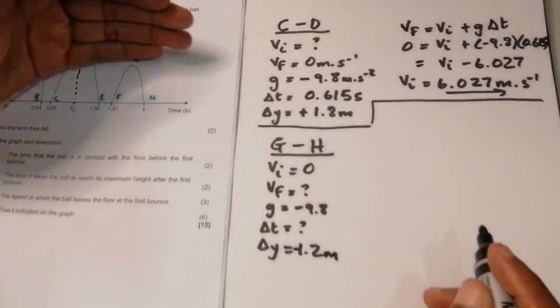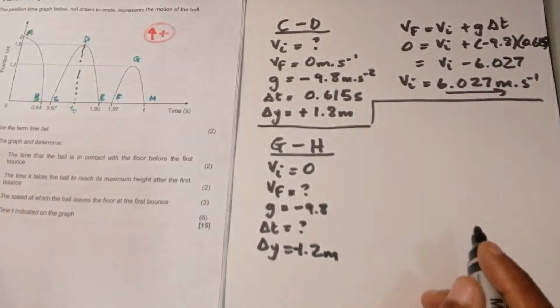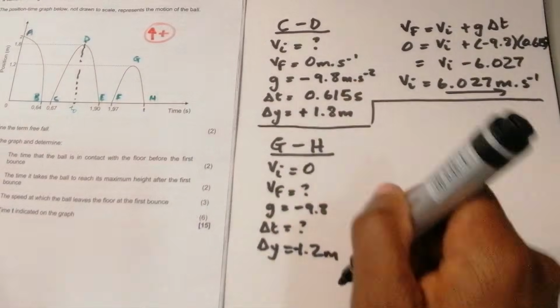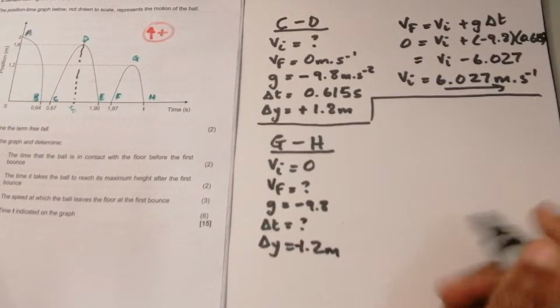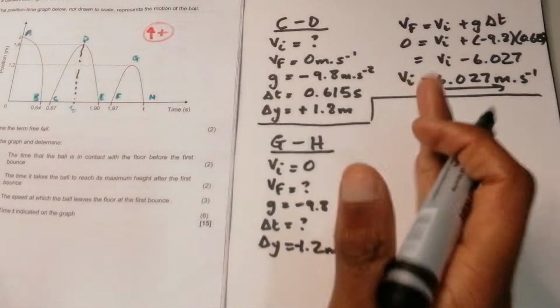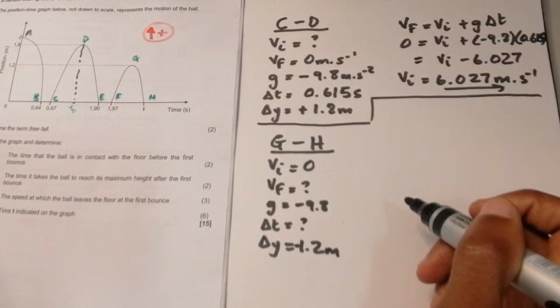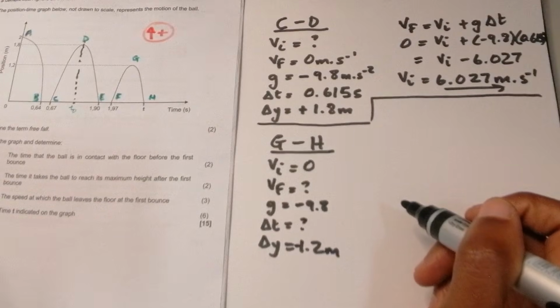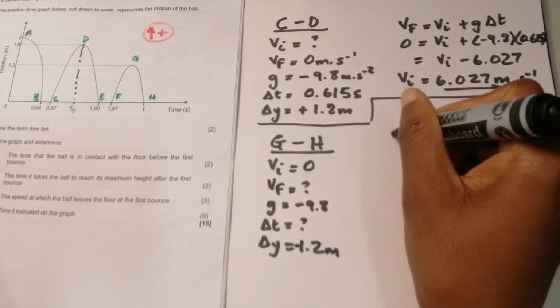Remember, because I'm considering G to H, it would be going down at that point. So going down, that should be negative. And remember, going up or being displaced upwards would have been positive. Okay, now we're looking for time. Which equation of motion? One without final velocity.